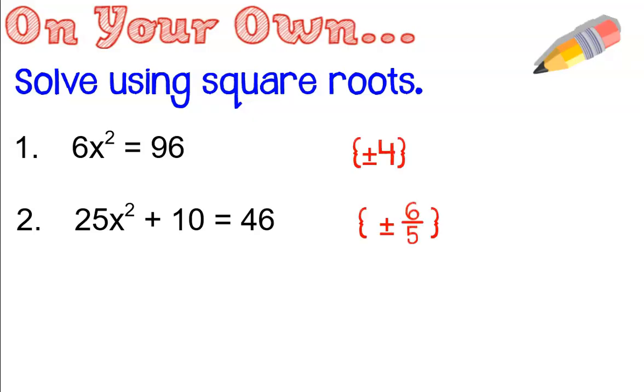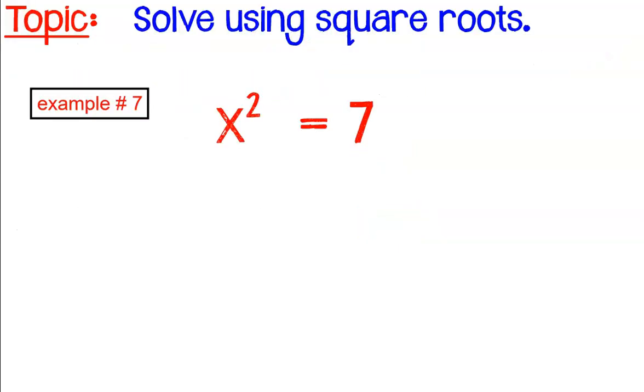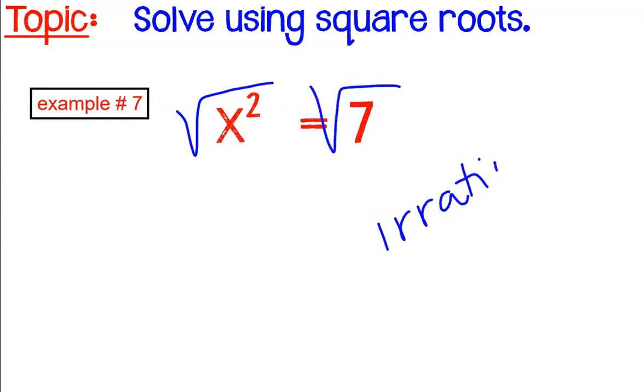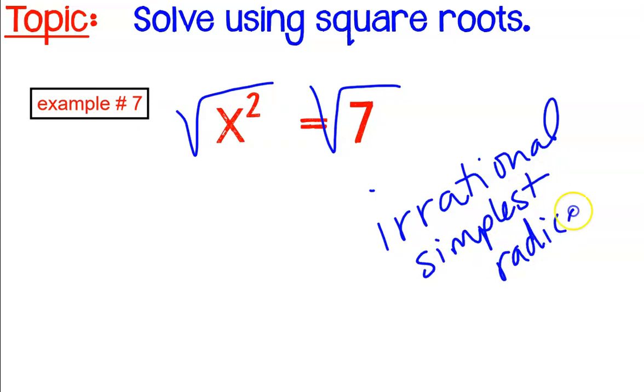All right. So we got plus or minus 4, and then this other one we got plus or minus 6/5, right? If we leave it in fraction form, 36/25, and we square root that. Okay, now let's talk about what happens if the number is not a perfect square. If a number is not a perfect square, like this one here, then your answer is going to be what we call irrational. And when our answers are irrational, we tend to keep them in simplest radical form. So I'll show you what I mean by that.